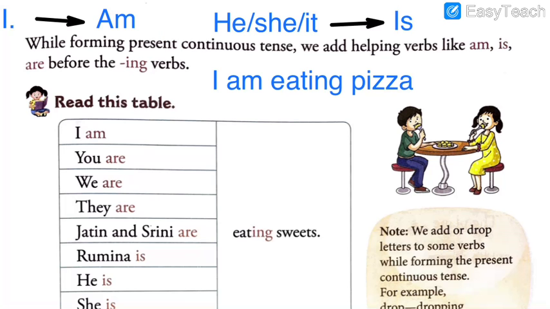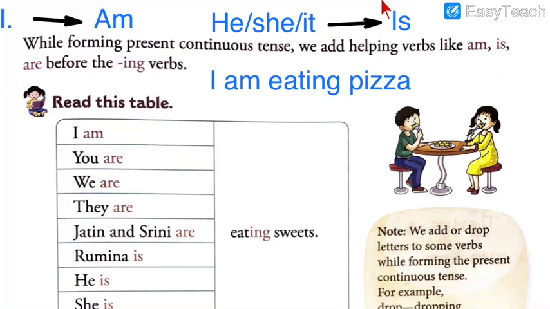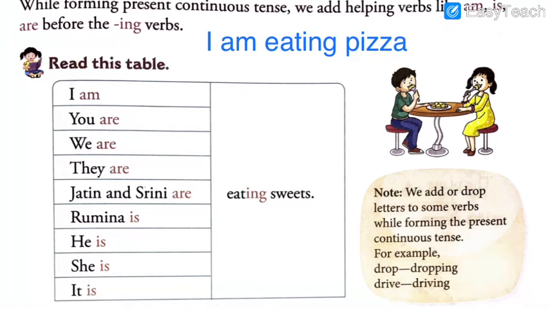In the present continuous tense, how do we choose what we shall write in the helping verb? Whenever there is I, we have to use am. Whenever there is he, she or it, we have to use is. And with the rest of the things, we have to use are. You are, we are, they are, or more than one person. If only singular is there, then we have to use is. If I is there, then we have to use am, and for the plural we have to use are.